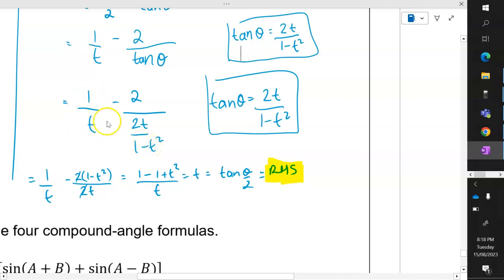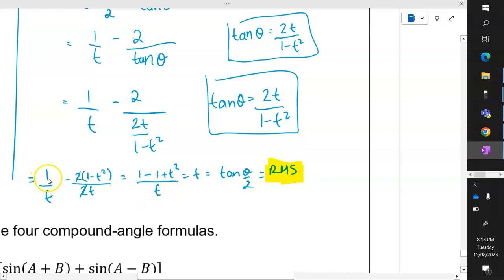So my left-hand side of the equation is 1 over t. My right-hand side is minus 2, and I'm going to times that by the reciprocal. Okay, so when we're dividing by a fraction, we multiply by the reciprocal of that fraction on the bottom. The 1 minus t squared goes to the top. The 2t stays on the bottom. I already have a 2 on the top, so my 2's will cancel. I end up with 1 minus t squared over t. They're both over t, so I can pop them both over t.